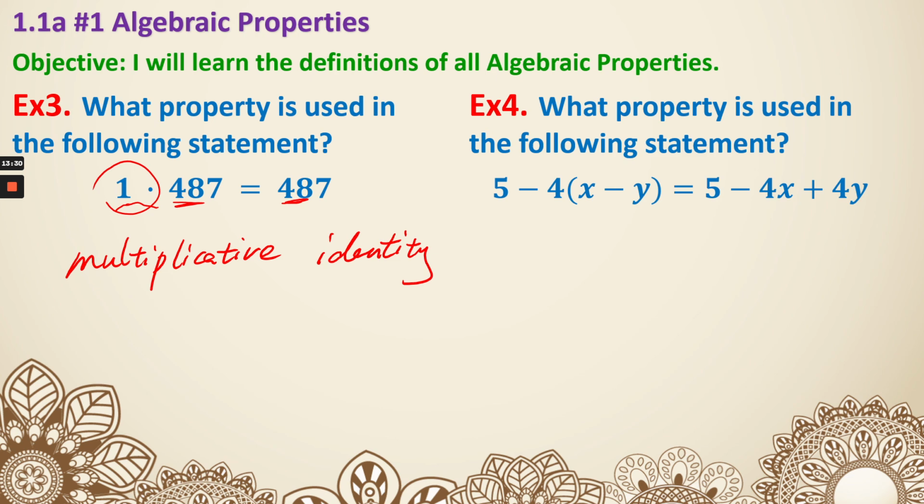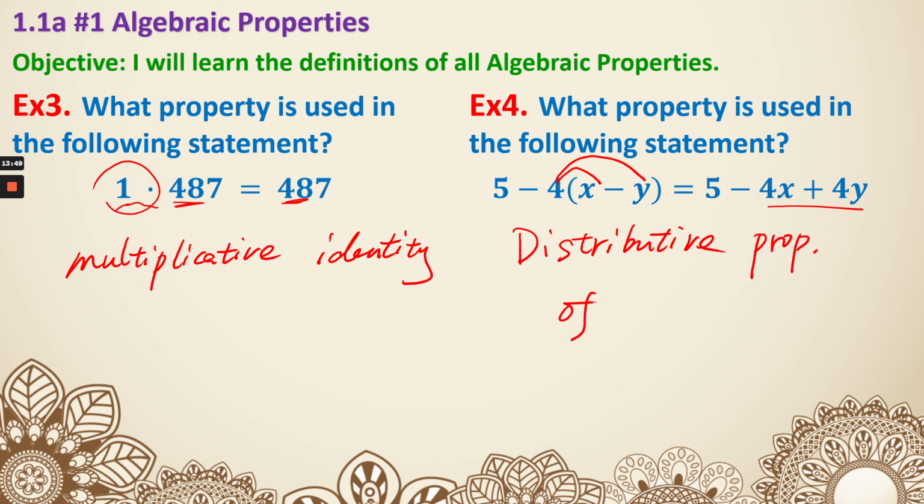Number 4. You can see the changes. The 4 is being distributed to the x and the y. So that gives me the next step, which is why that's going to be distributive property of multiplication.